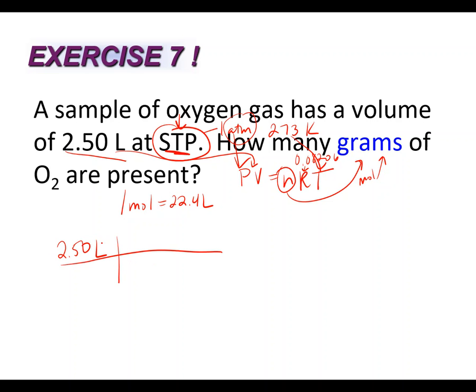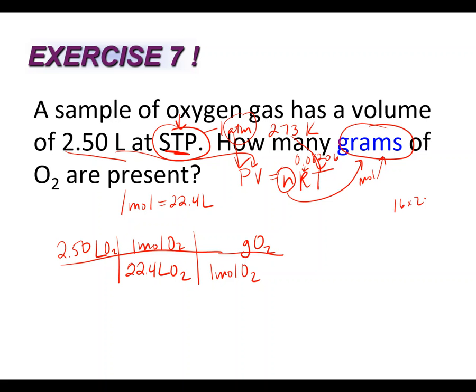This is oxygen, so I should put that in there. 22.4 liters of O2 would go down here, equal to 1 mole of O2. And then 1 mole of O2, because I want grams, I can just convert directly to grams. Oxygen's 16, so 16 times 2 gives me 32 grams of oxygen.